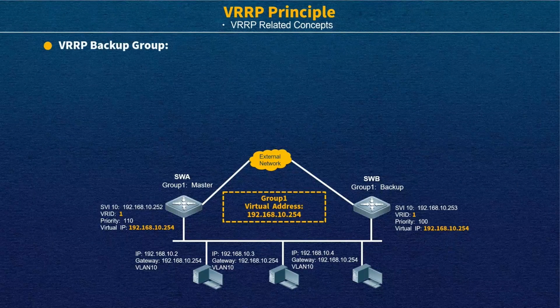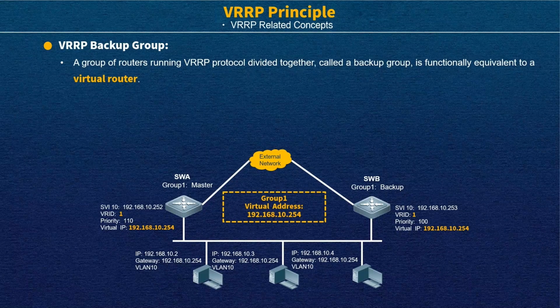Then let's look at the VIP backup group. How to select the master and backup, and how to create the VIP group. We have lots of concepts, right? And now we can see them one by one. The VIP backup group means we create a group for routers or maybe layer 3 switches, and all of them run the VIP protocol. If they belong to the same VIP group, we say they belong to the backup group, and it is functionally equivalent to a virtual router.